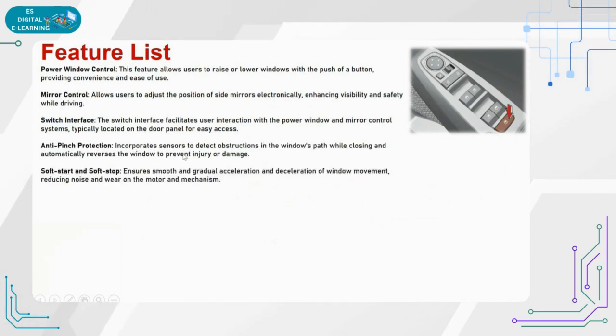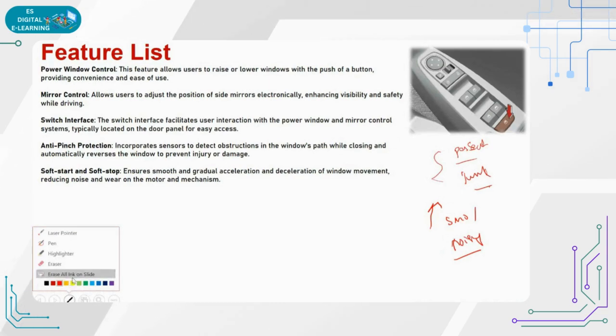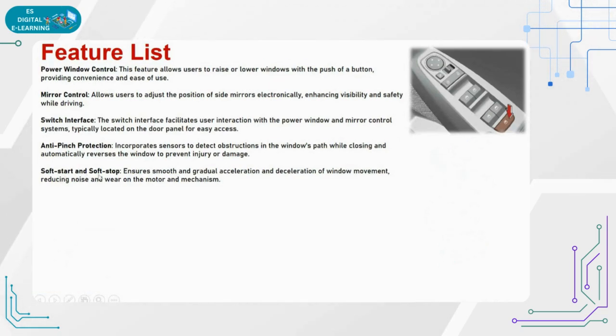And anti-pinch protection: if any object is detected, how the sensors will read the information and, without injury or damage, how it will handle that. And soft start and stop: whenever the window is rising, it should move smoothly and softly. Okay, so without noise you need to drive it, and it should not give any junk sound. That creates a problem for the passenger, because it is a costlier car, and moreover smooth operation is required. So that is about the motor mechanism, how it will make soft start and soft stop, with respect to the motor that we are using.